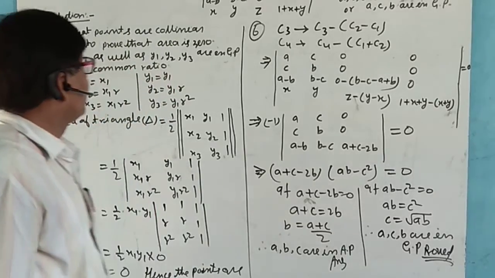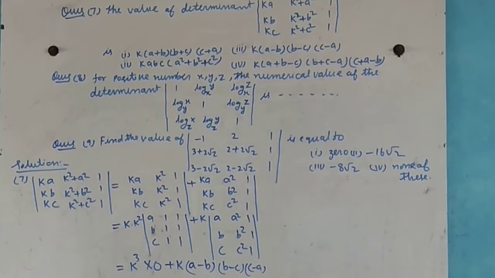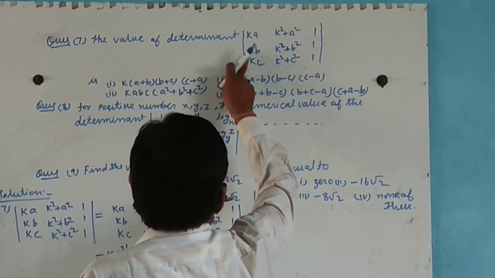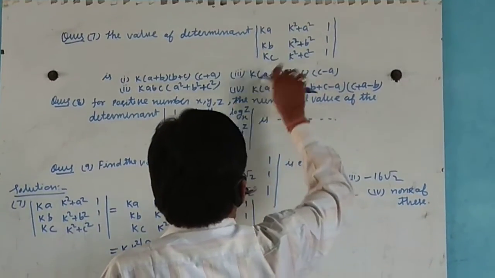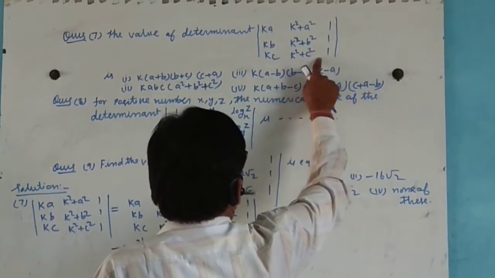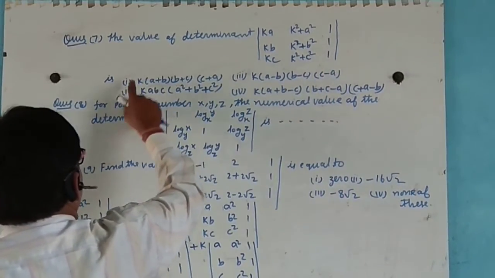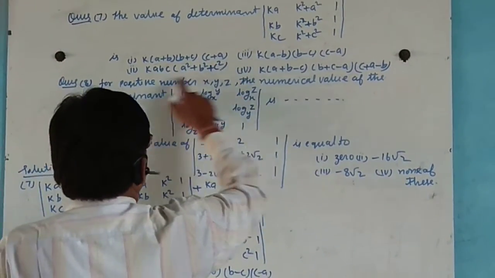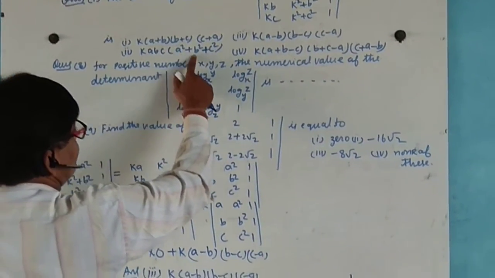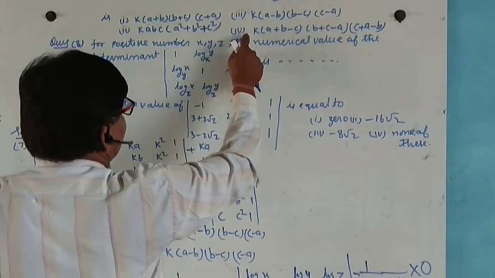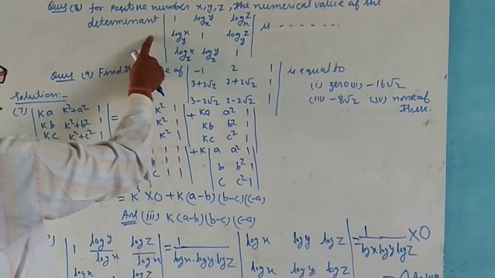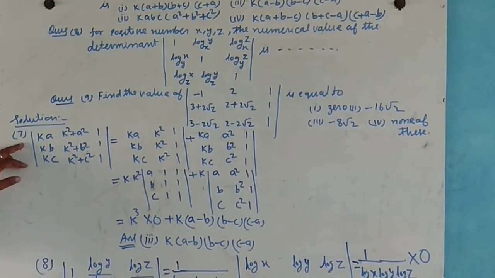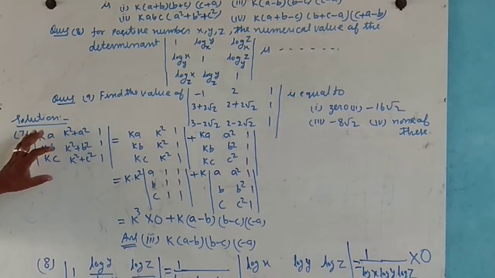Now we take the value of the determinant K, B, K, C, K square plus A square, K square plus B square, K square plus C square. This is equal to first K, A plus B, B plus C, C plus A, second K, A, B, C, A square plus B square plus C square, third and fourth. This is question number 8, this is question number 9 here. Now the solution of question number 7.